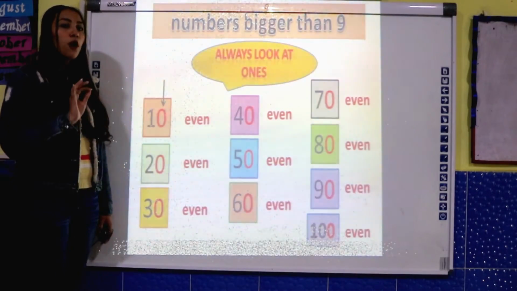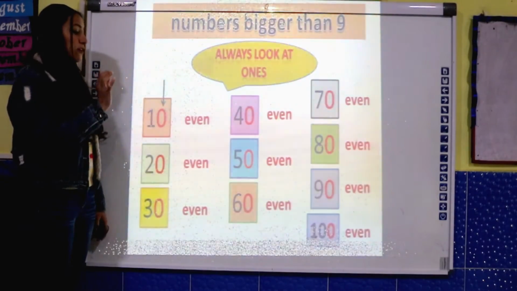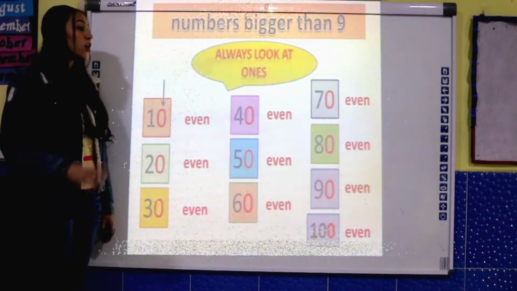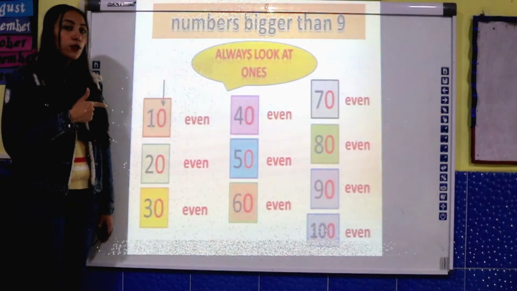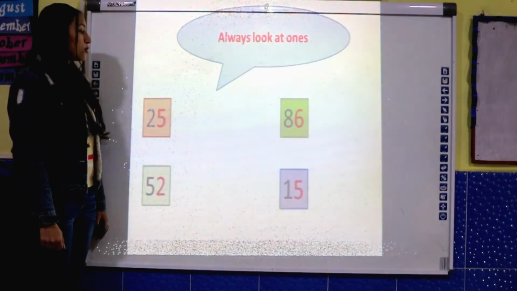Okay, so when you find any number from these numbers, 10, 20, 30, 40, 50, 60, 70, 80, 90, and 100, when you see it, you will say, this number is an even number or an odd number? Yes, even number. Let's see another example here.